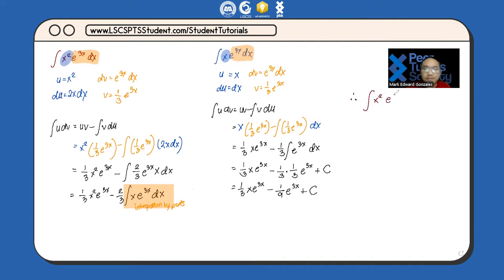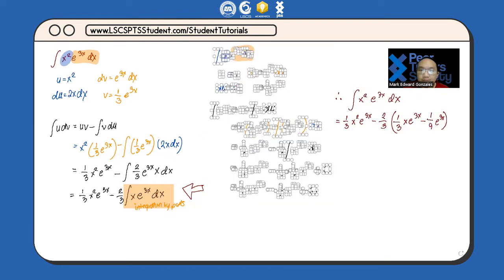Going to our original. So we are actually referencing this one. That's 1/3 x squared e raised to 3x minus 2/3 times this thing over here. So 1/3 x e raised to 3x minus 1/9 e raised to 3x plus C. So as not to squeeze our writing, let's move this a little bit to the left. And this also a little bit to the left.